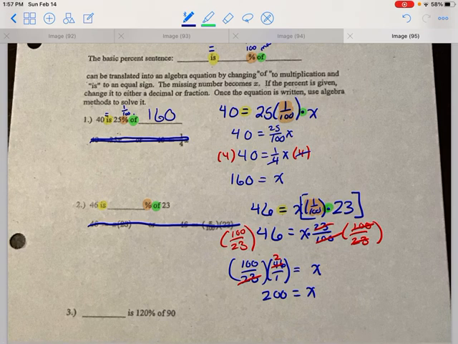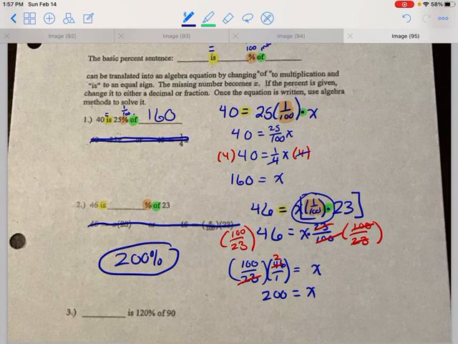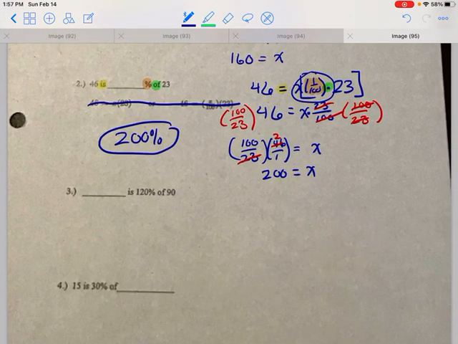Now my answer is the percent. It's already in percent form because I took care of the conversion right here. So my answer is 200%. That makes sense. That would be a double. So if I double 23, that would be 46. All right, so let's look at number 3.